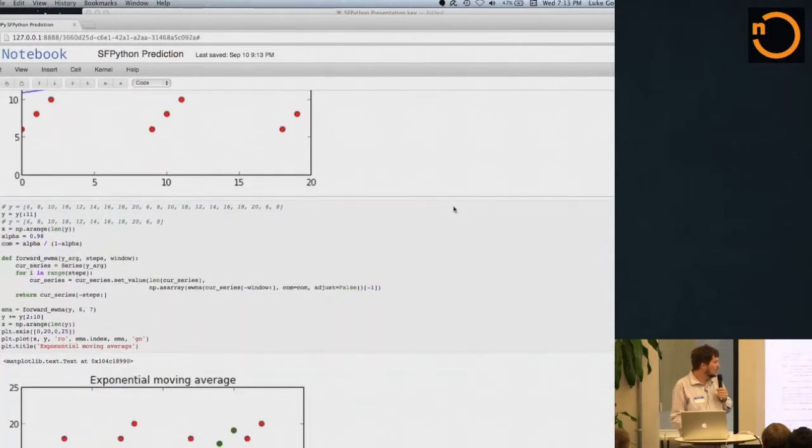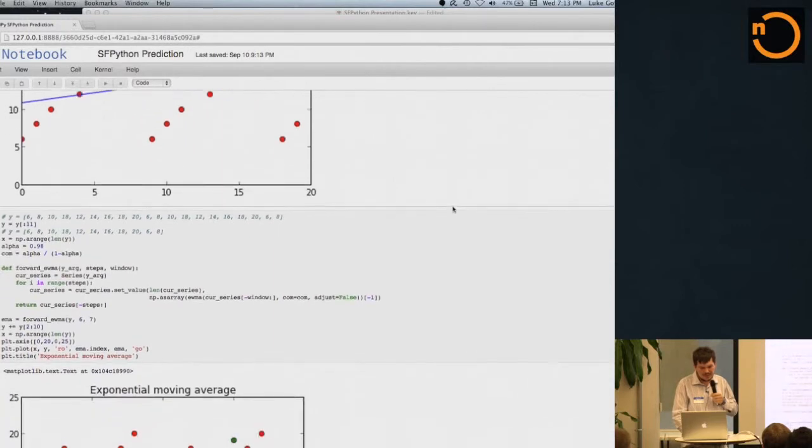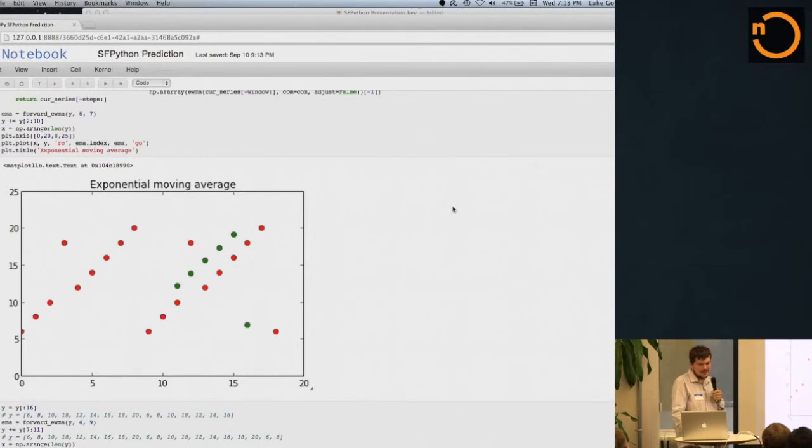The slides and the IPython notebook are going to be available for download in case you want to play with this data yourself. So let's see what happens when we do an exponential moving average. It actually does a pretty good job here.